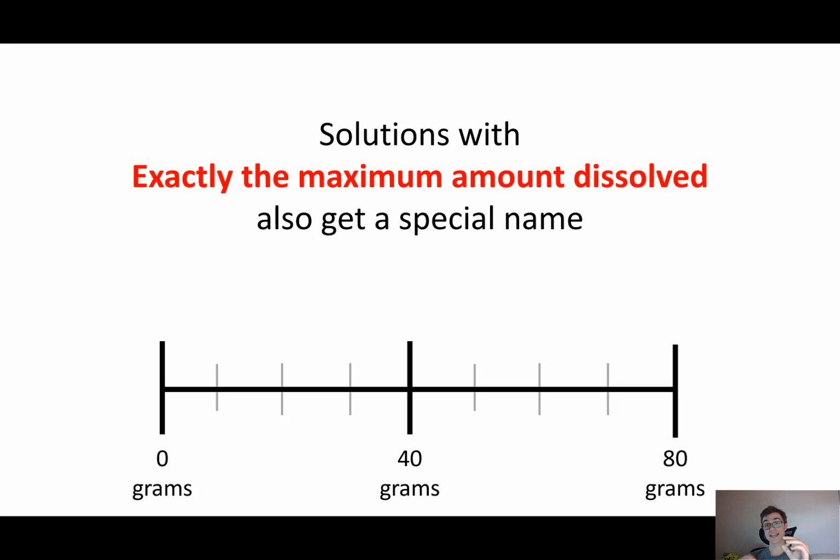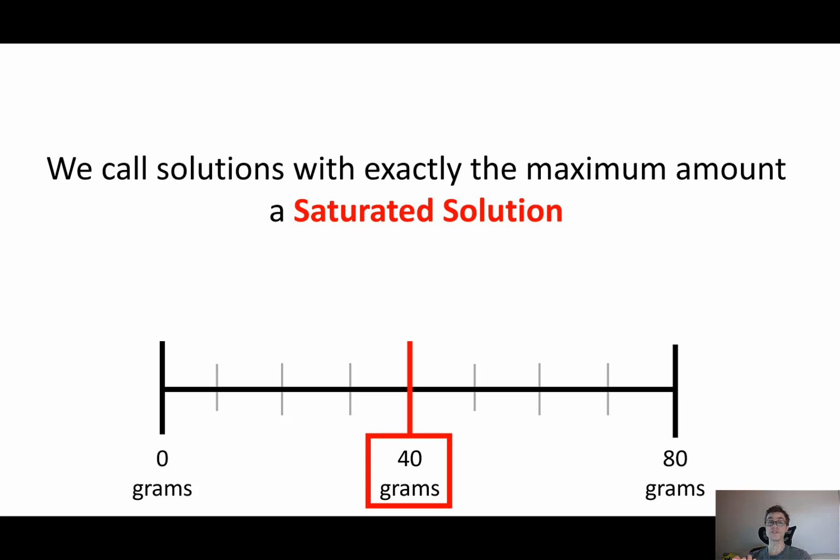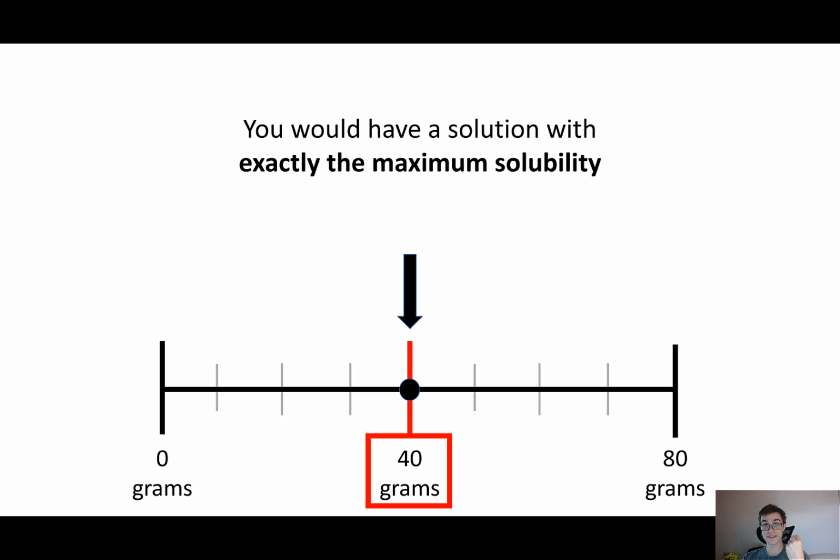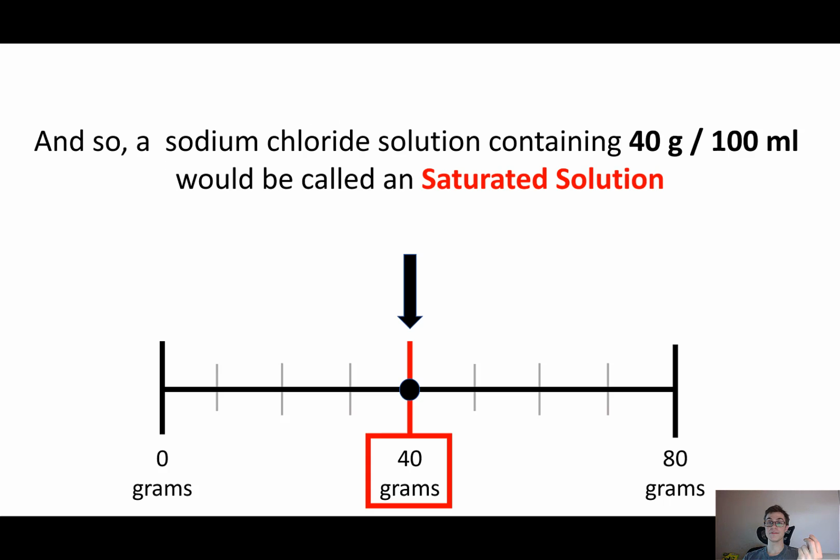If you have exactly the maximum amount dissolved, that also gets a special name. If you are exactly at the solubility level, exactly at the maximum solubility, we call this a saturated solution. For example, if I had 100 milliliters of water with exactly 40 grams of sodium chloride dissolved in it, it'd be here. You would have exactly the maximum solubility. And so a sodium chloride solution with 40 grams per 100 milliliters would be called saturated.